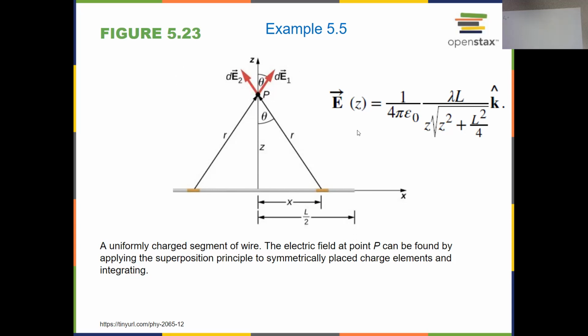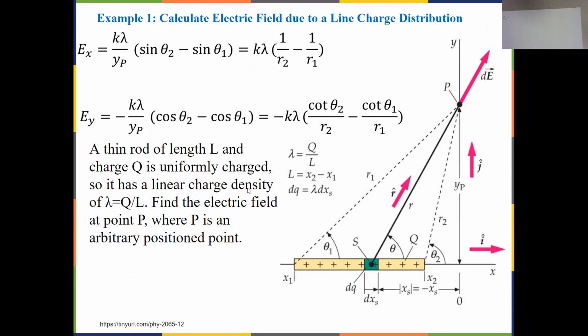this example in the textbook, it will end up with this result. So it's basically applying this one, but changing the quantity accordingly.